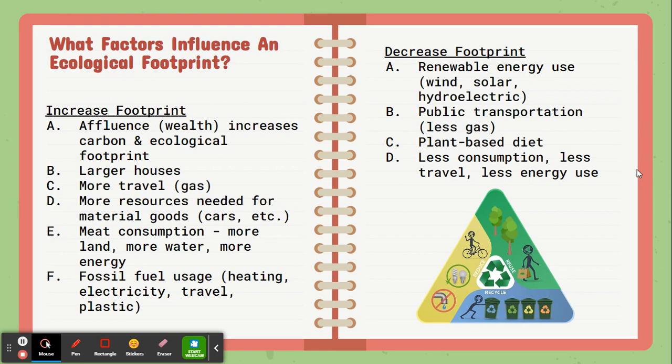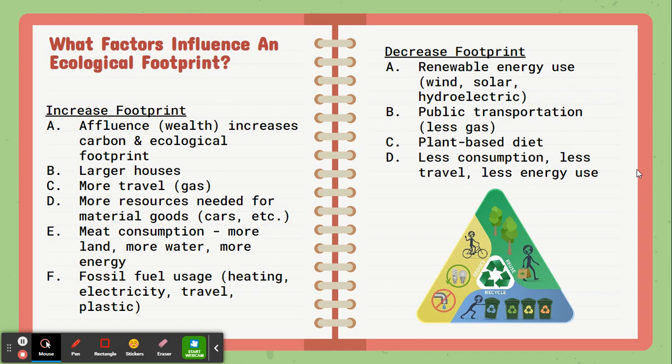Usually people with greater affluence tend to consume more meat. With more meat consumption comes more land use, more water, more energy to simply raise the livestock. And then fossil fuel usage to heat your large home or maybe power your car, and so on.